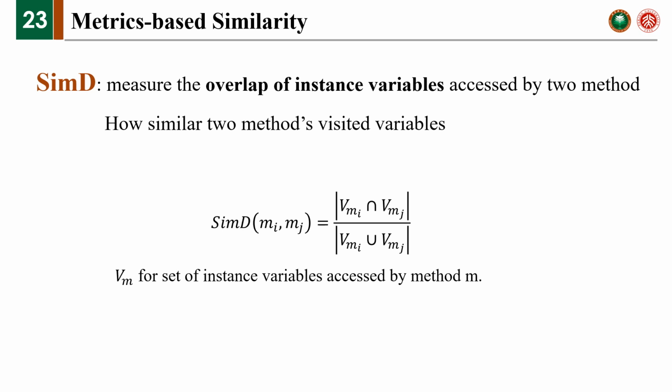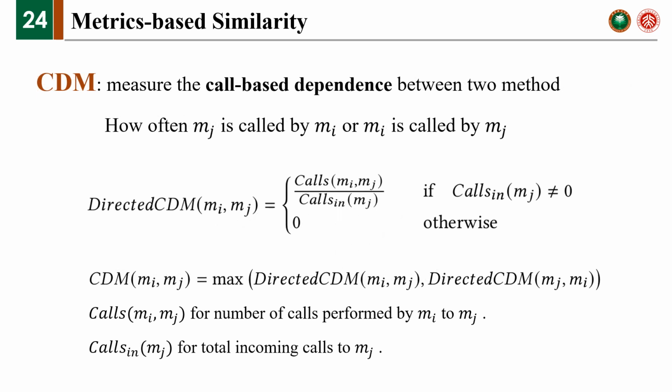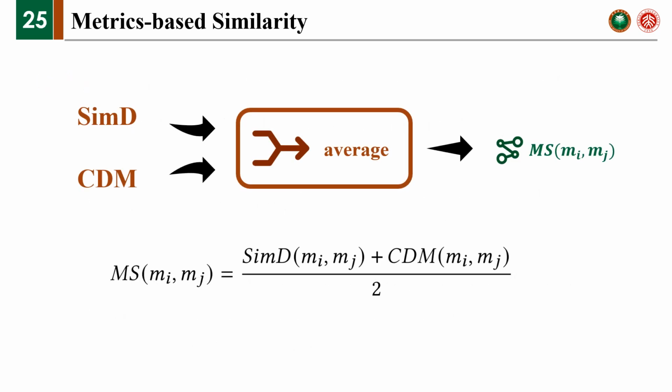Metrics-based similarity is computed in two parts. First is the SIMD metric, which measures the overlap of instance variables accessed by two methods, computed as the equations below. Second is the CDE metric, which measures the call-based dependence between two methods, computed as the equations below. At last, the metrics-based similarity is the combination of the above two metrics, which is defined as the average of SIMD and CDE value between two methods.